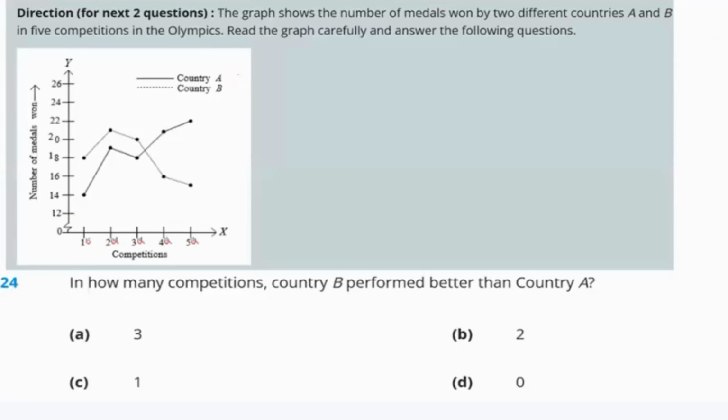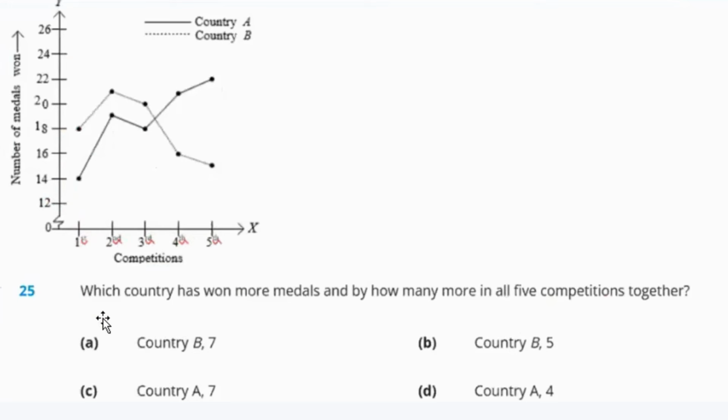Now we are moving to the next question, which is question number 24. Question number 24 is saying, in how many competitions does country B perform better than country A? If we can see, country B performs best here, in this one, and in this one. So in 3 competitions, country B performs better than A. Now the next question is related to this same graph: which country has won more medals and by how much?